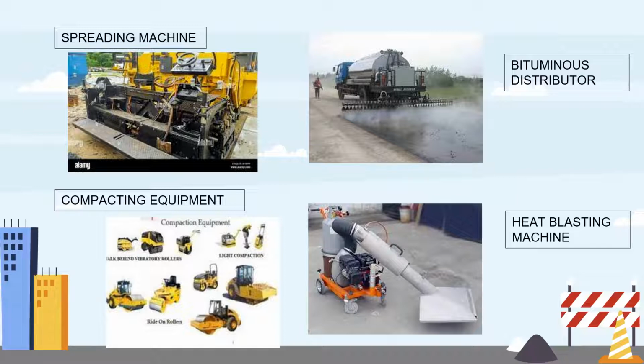And the last is the heat blasting machine. The heat blasting machine unit is designed for fast heating of the road surface. It can be used for drying the surface before road making or heating asphalt joint edge during the road construction.